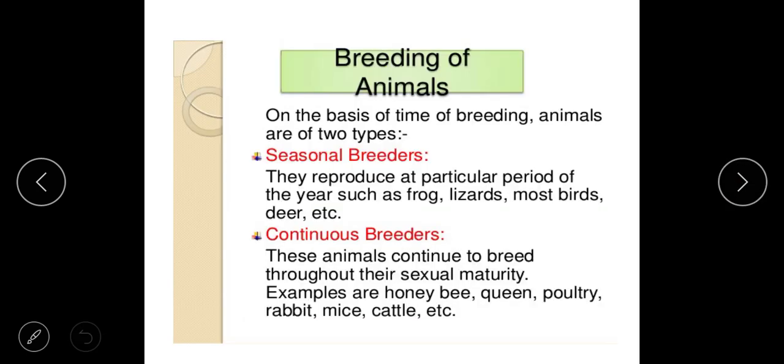Breeding of animals. When I say animals, when they breed, we find there are two types of breeding in organisms. Some animals breed in a particular season, and some breed throughout the life. So we have seasonal breeders, as well as continuous breeders.